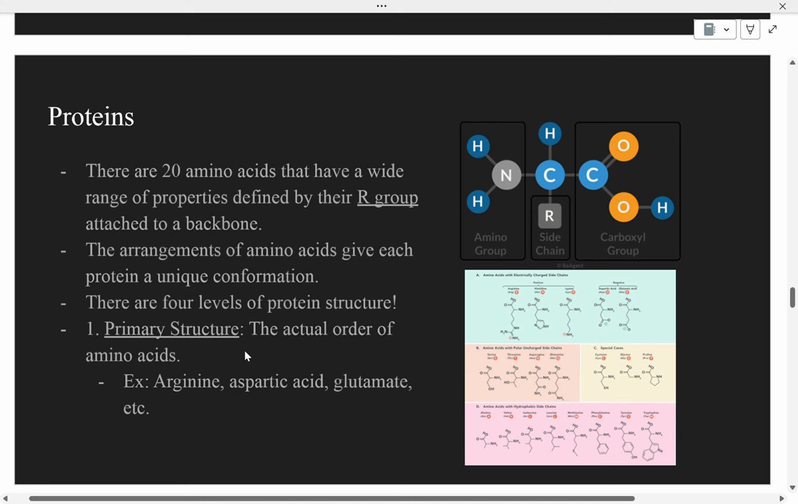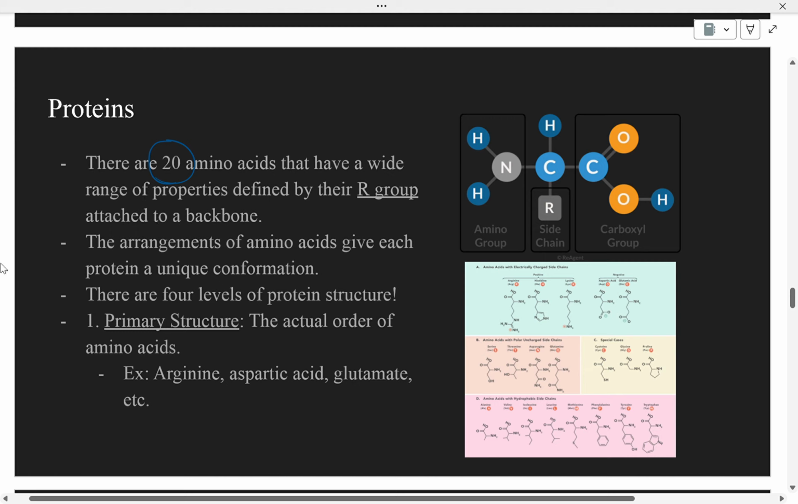Okay, so let's look specifically at the amino acids that make up proteins. We have 20 amino acids. There's 2 others technically that exist rarely in nature, but the main ones are these 20. And they have a wide range of properties that are defined by what's called their R group. If we look at the structure of an amino acid here, we have this central carbon to which 4 things are attached, right? One is called the amino group, one is the carboxyl group, and you don't have to know exactly what these do for now.